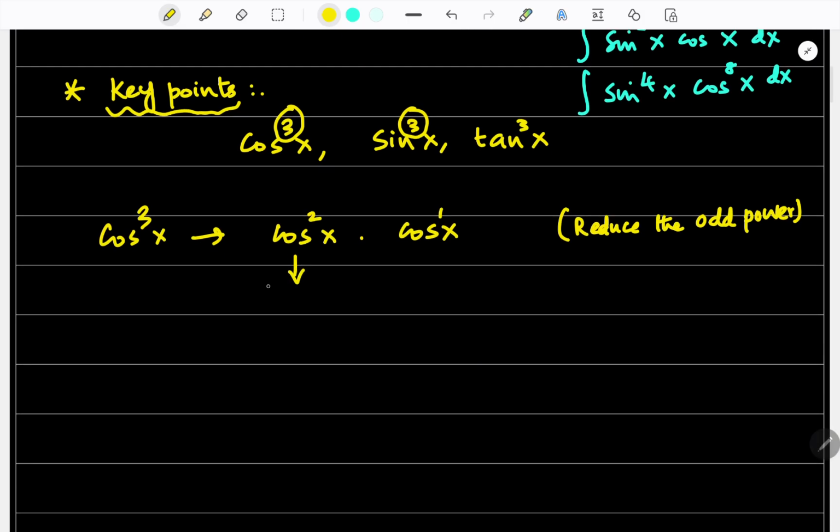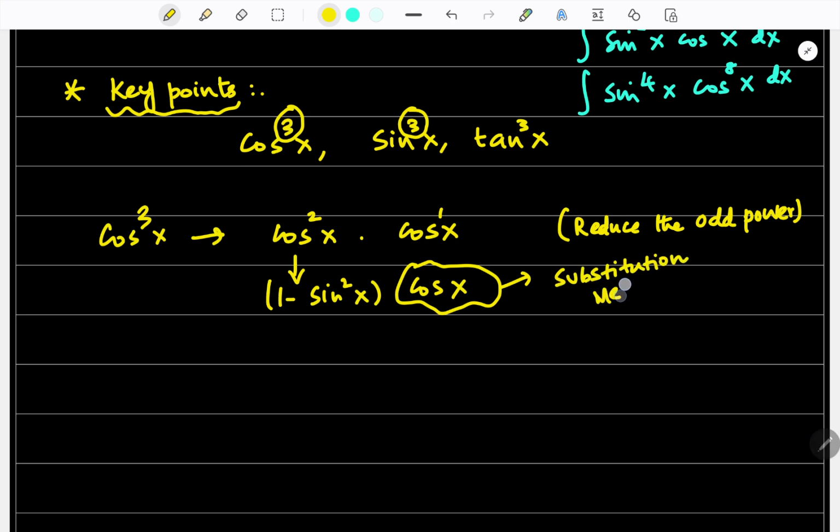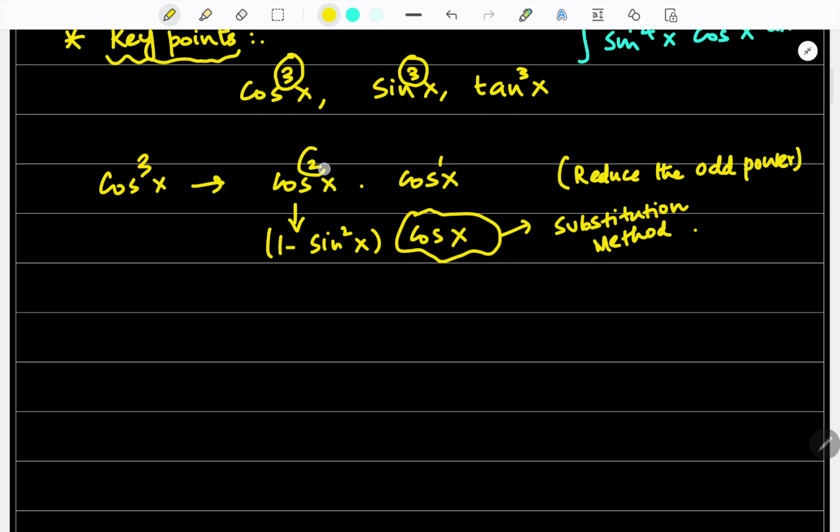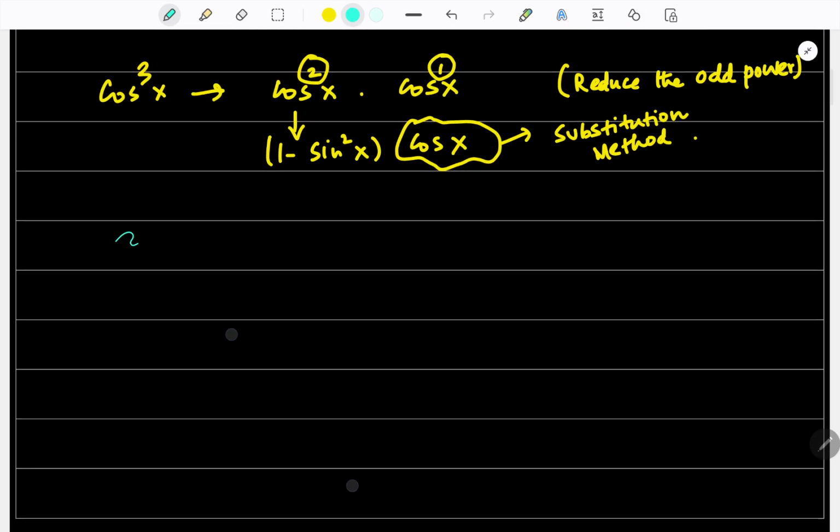After that, for cos²x, you write 1 minus sin²x, and cos x. Now everything becomes in terms of sin x, and this cos x dx will go for the substitution method. When the problem comes, I will explain. So keep in your mind, when you have odd powers, try to reduce it to an even power and then an odd power. What do you mean by even power? This one. What do you mean by odd power? This one. Okay, right.